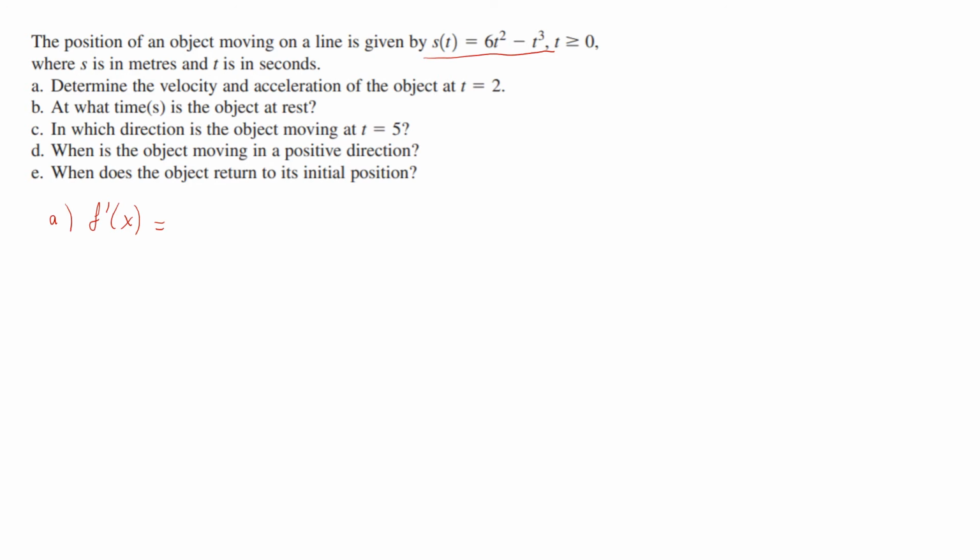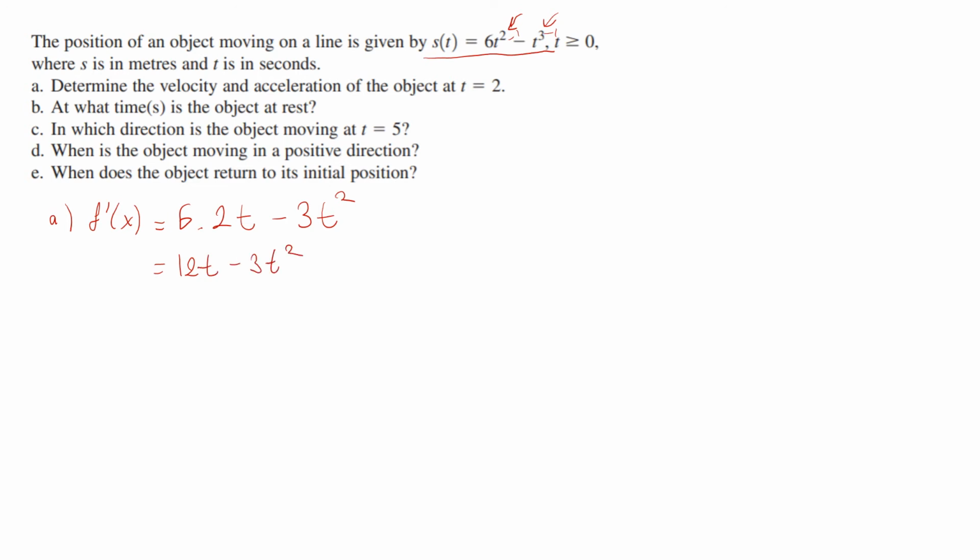When taking the derivative, I'm applying the power rule over here. So I keep the constant the same, which is 6 over there. Bring 2 to the front, keep t, and do minus 1 to the power, which will give me 1. Minus, bring 3 to the front, keep t, and do minus 1 to the power, which will give me 2. So as an answer, I have 12t minus 3t squared.